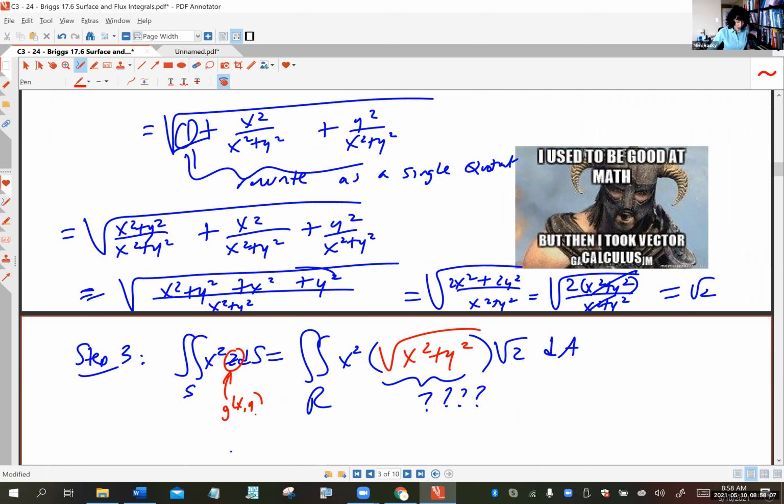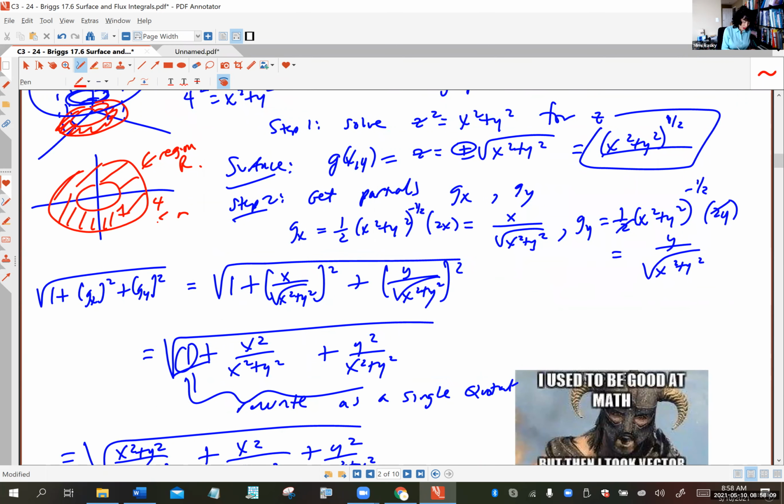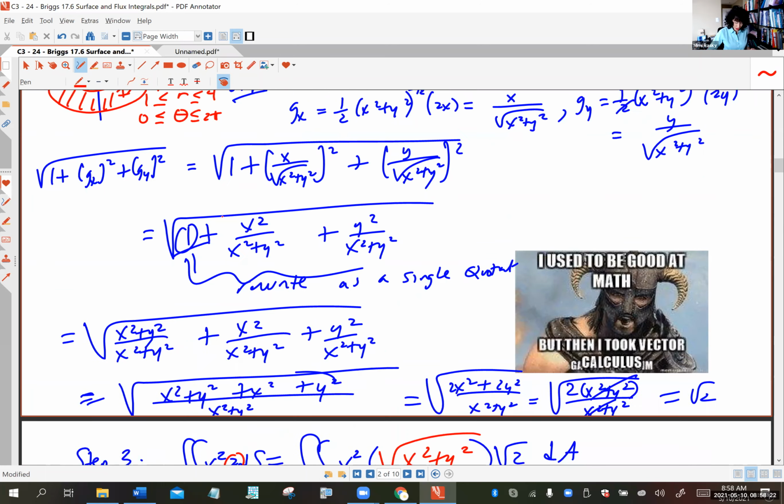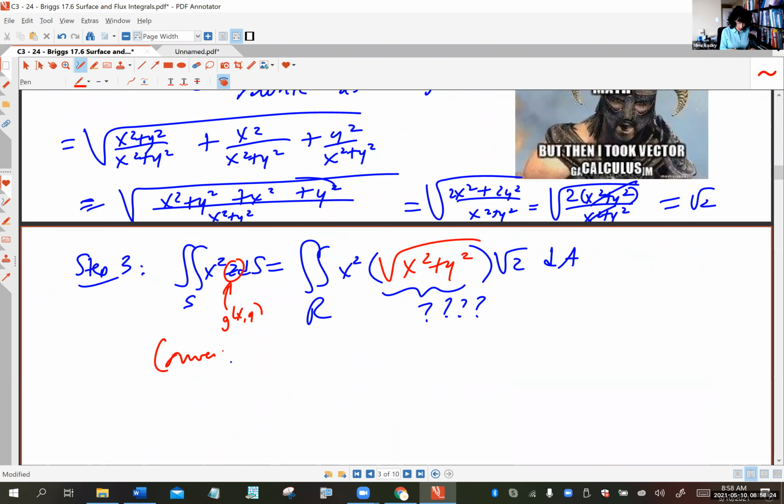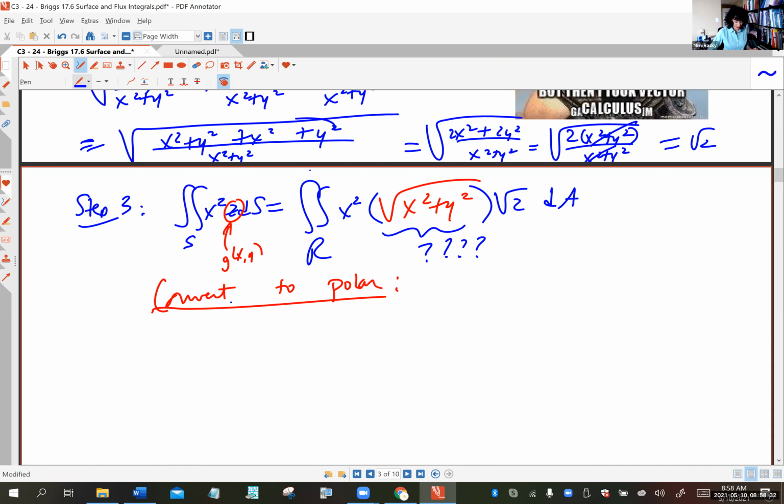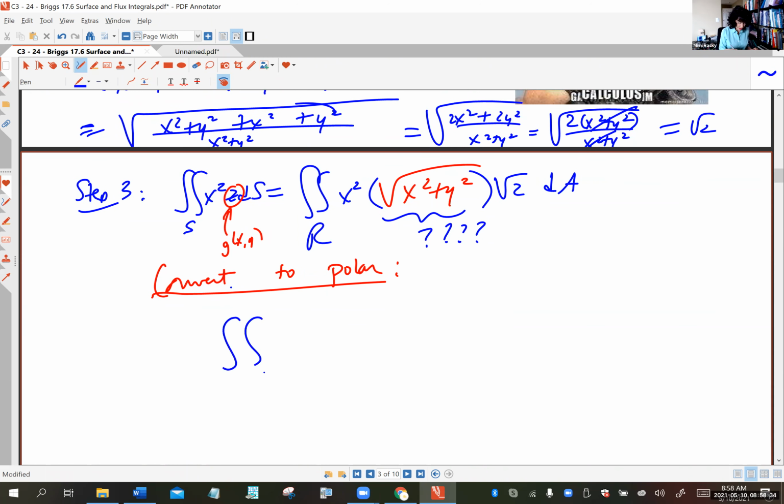And so if you look at your region and you convert to polar, it looks like r is going between 1 and 4. And theta is going from 0 to 2 pi because you're doing a full revolution. So when we convert to polar, this is sort of your way to get out of integrating that, which would probably require trig sub or something terrible. I don't know.